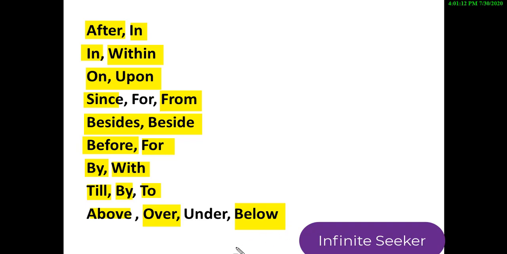Below refers to a lower point, while under is used to express the concept of being beneath, below something, or covered by something. So the example is the books were to be stored in the cabinet below the window. Other example of under, we sat under the shade of the tree.